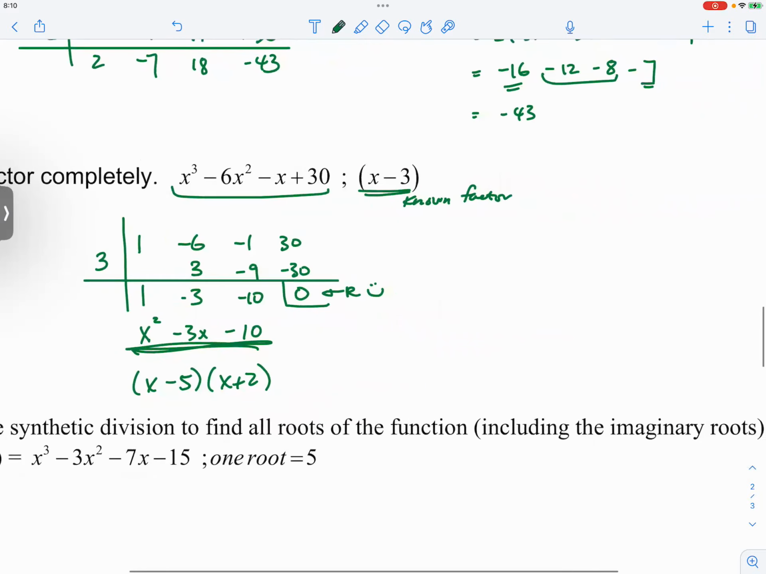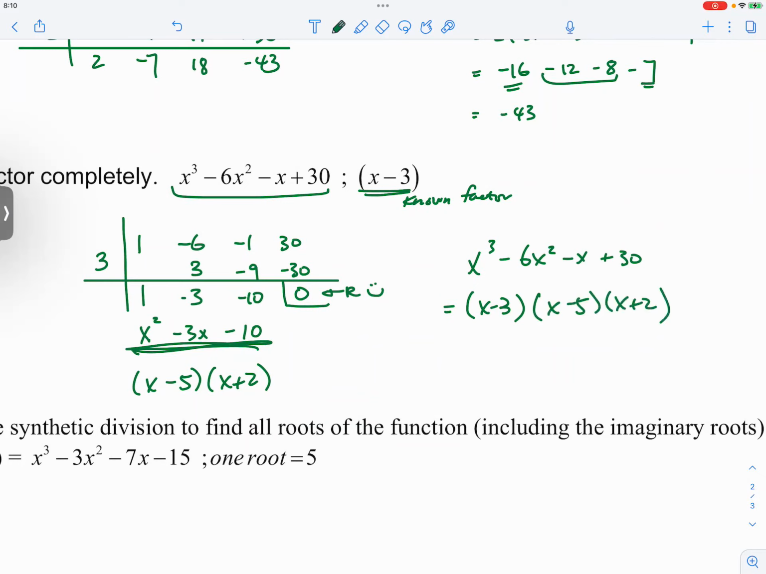So what does that mean? That means x cubed minus 6x squared minus x plus 30 could be factored into, first, we need to include the known given factor and then the two factors we just found. So again, make sure you write the equal sign to show how they are equal to each other.